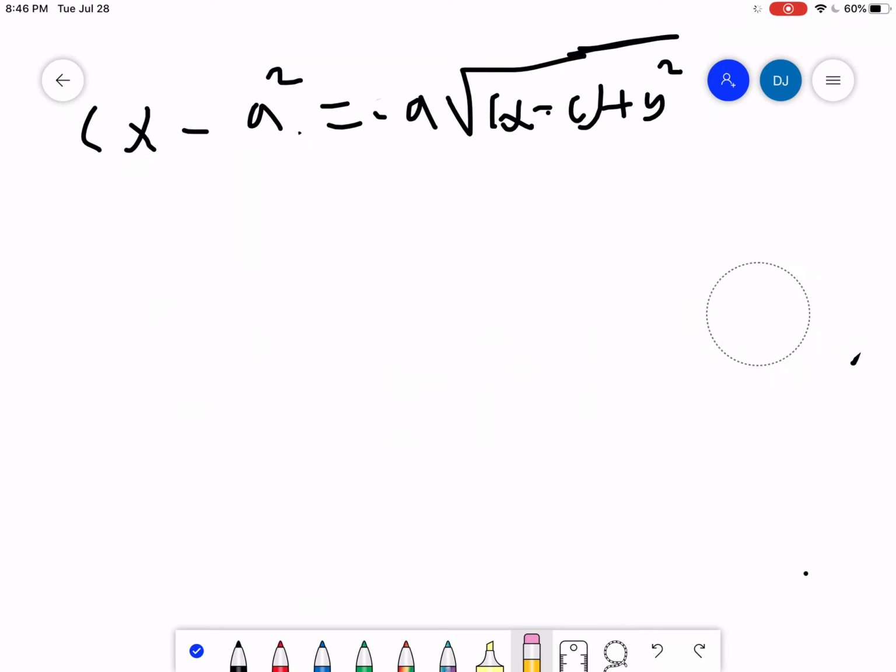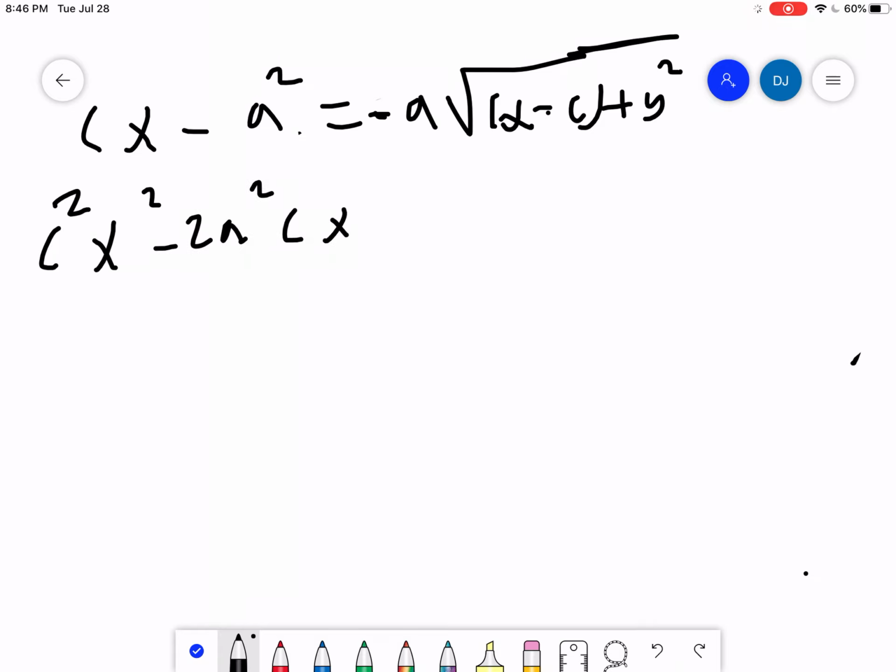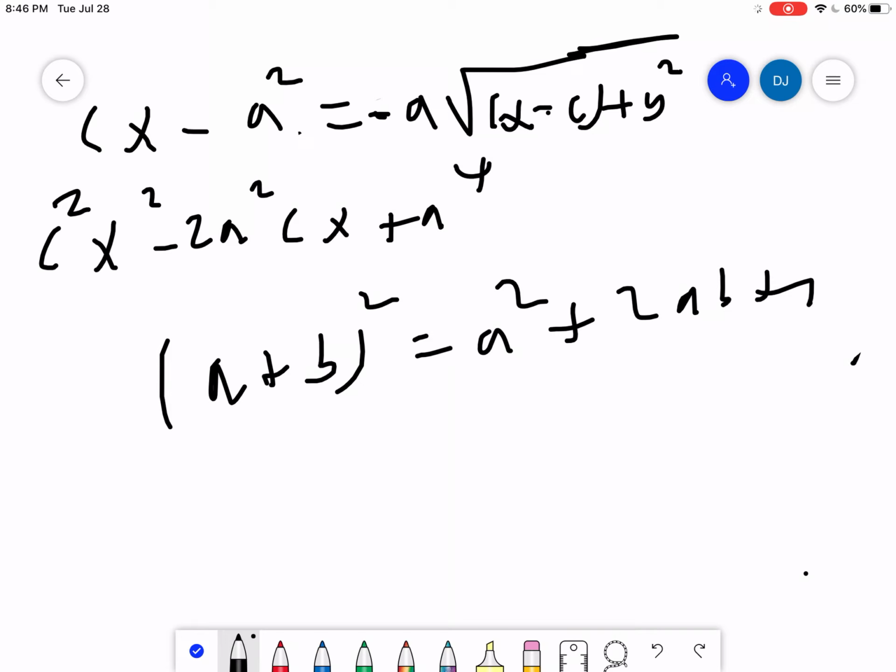And then we're going to square both sides again. If we square both sides again, I think we get c squared times x squared minus 2a squared cx plus a to the power of 4. Is that right? Yeah. And if you're wondering how I'm doing this so fast, well, you know a plus b squared is the same thing as a squared plus 2ab plus b squared, so it's basically the same thing over here. So yeah, that's how I'm doing it fast. Alright.